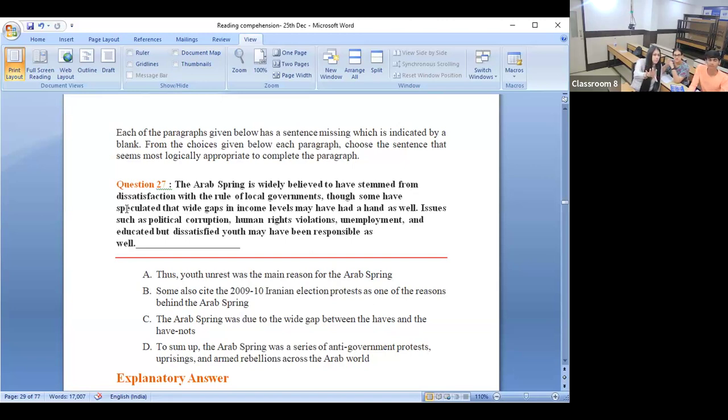Issues such as political corruption have dissatisfied youth and may have been responsible as well. So over here they say, if we go with your thing, that is wide gap between haves and have-nots. There is nothing called have-nots. There is just a thing about haves. That is the reason. I was not fully convinced, I'll be very honest, with B. But to be very honest, why I'm going with B is because A and D are not possible. And out of B and C, C doesn't have have-nots. C has only haves. So I'm saying it's B.